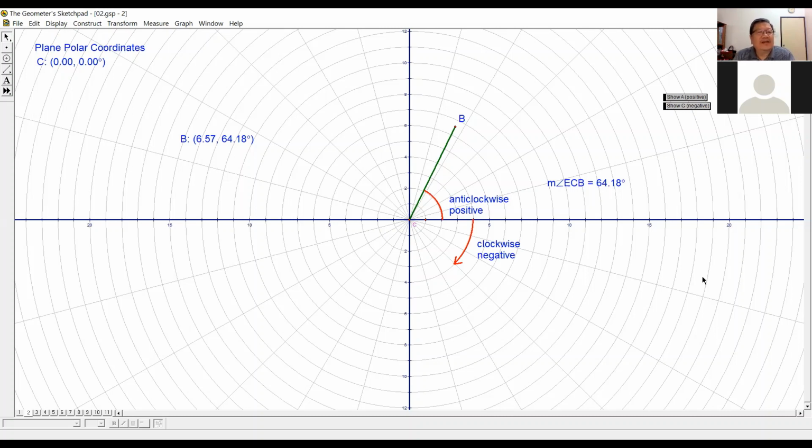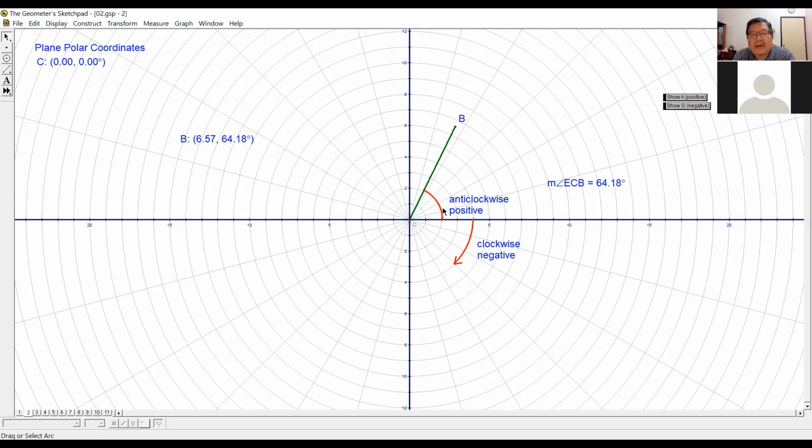Now, what is a polar system? This polar coordinate system is defined by two numbers. The first number is the distance from the center. The second number is the angle from the horizontal axis. So what am I talking about? We look at this point B here. How far is B from the center? The distance of the green line is 6.7 units. So the first coordinate is actually the distance, how far.